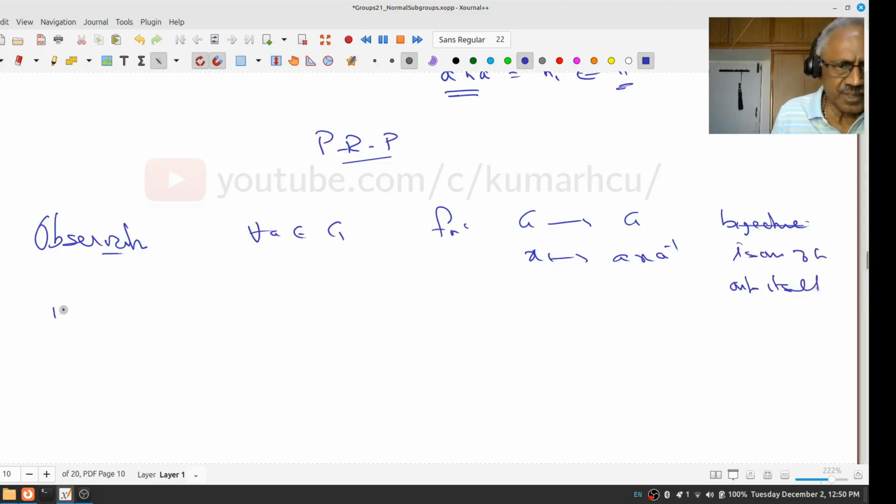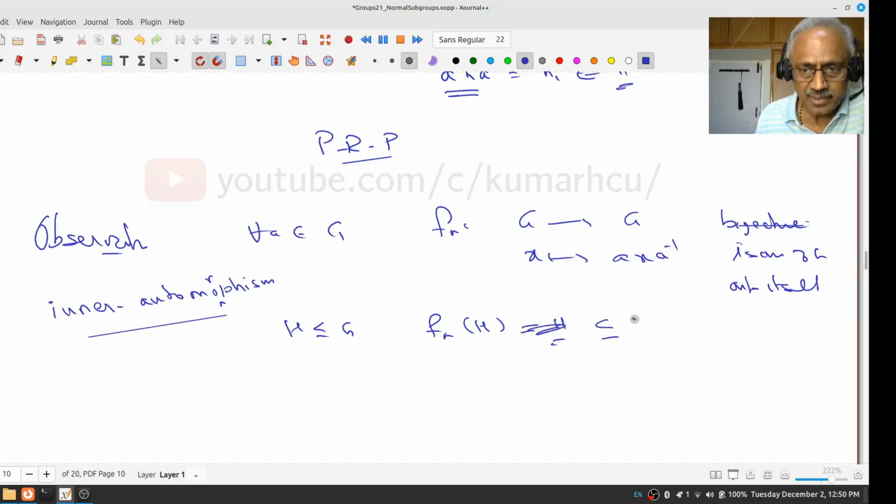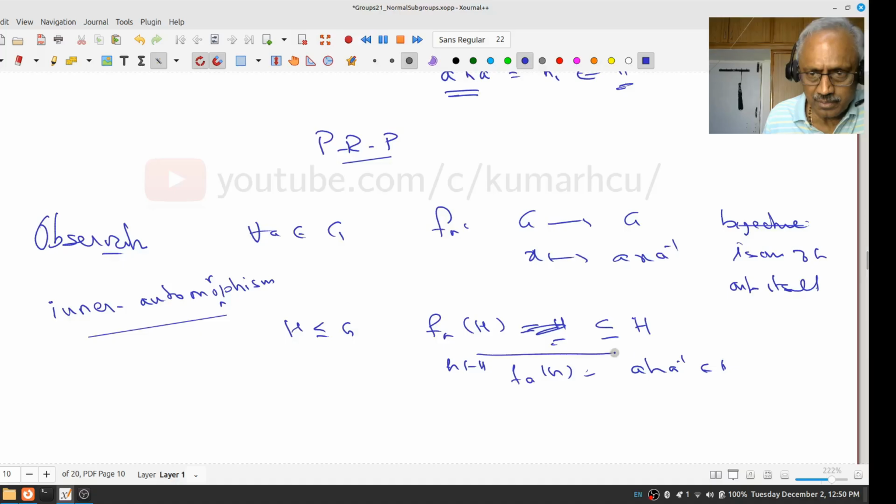It has a name, what is called inner automorphisms. Such maps are called inner automorphism. Okay, right. Now suppose H is a subgroup of G, then what happens to f_a of H? That is actually H. Right? Actually, I only know it is contained in H, because start with an element h in H, then f_a of h will be a h a inverse, that is in H. Therefore, I can only show that.